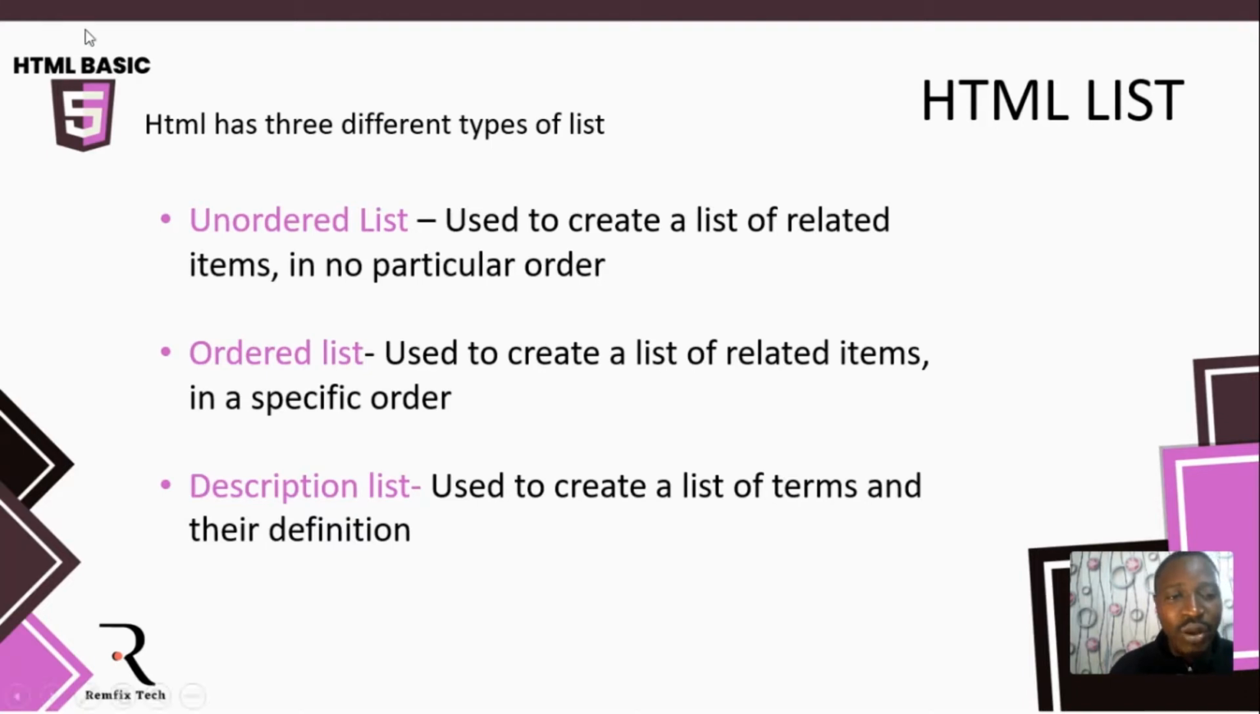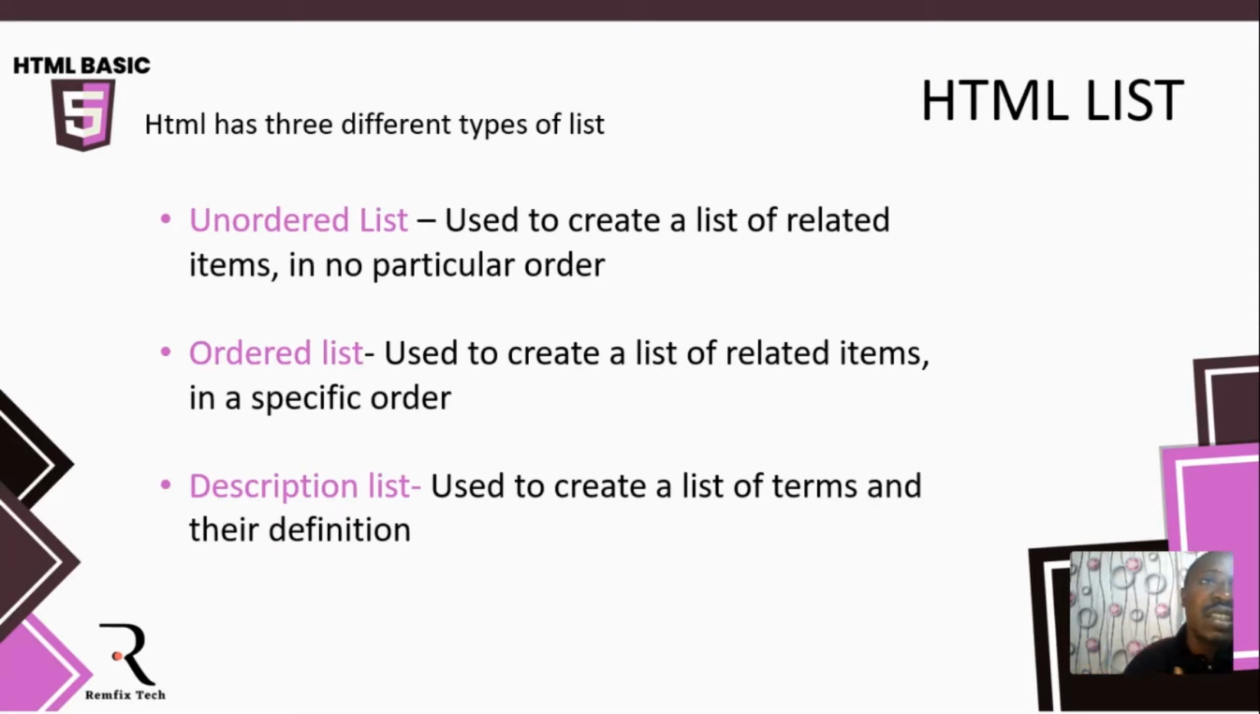For example, this is an example of an unordered list. You can see I have these bullets list, and you observe that I don't know which one is the first one. It's unordered, so I can choose to start explaining from the ordered list or description list, right? So that's an example. Also we have the ordered list, and the ordered list is used to create a list of related items in a specific order.